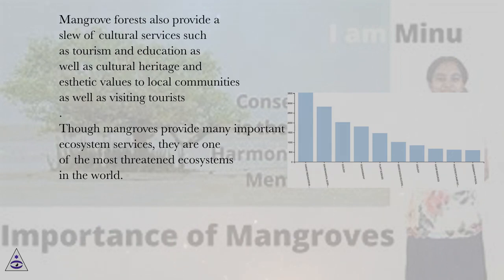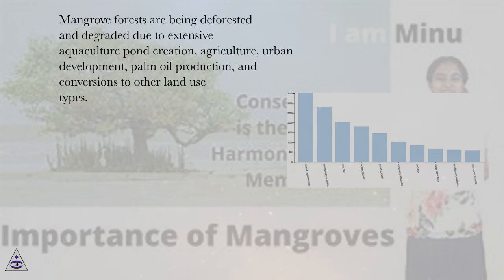Though mangroves provide many important ecosystem services, they are one of the most threatened ecosystems in the world. Mangrove forests are being deforested and degraded due to extensive aquaculture pond creation, agriculture, urban development, palm oil production, and conversions to other land use types.